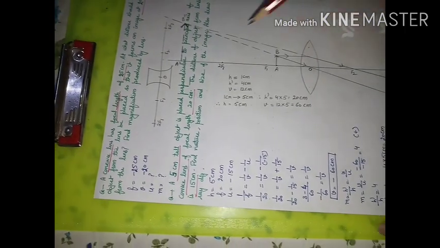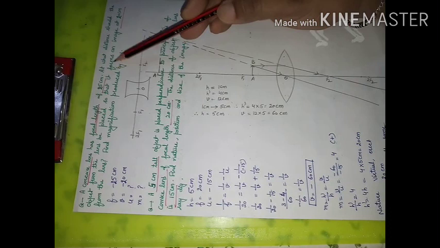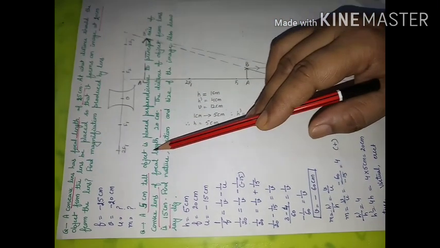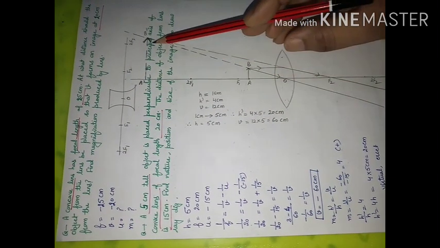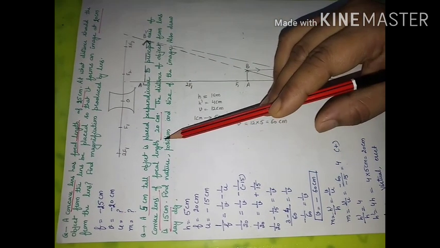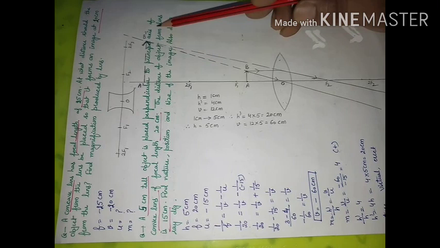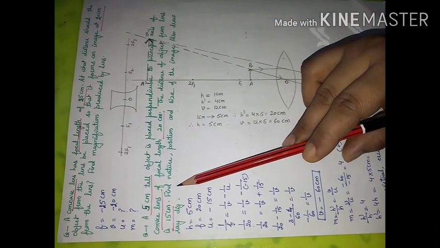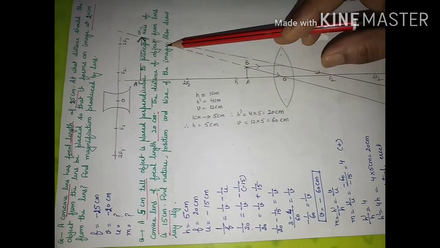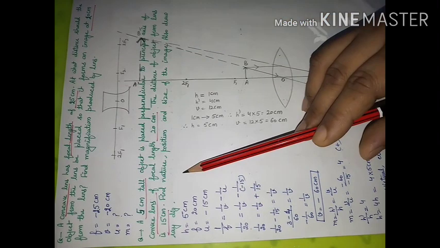Now I will consider this question. This one. This you can try on your own. A 5 cm tall object is placed perpendicular to principal axis of a convex lens of focal length 20 cm. The distance of object from the lens is 15 cm. Find nature, position and size of image. Also draw the ray diagram.